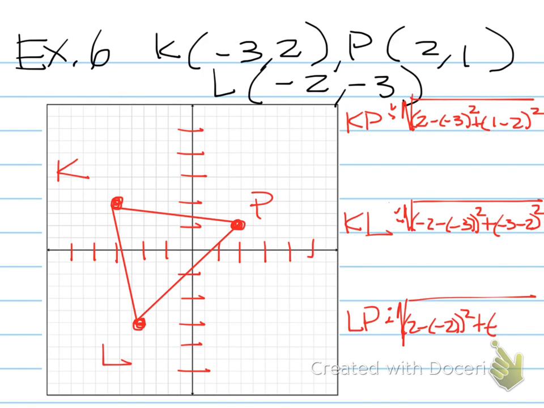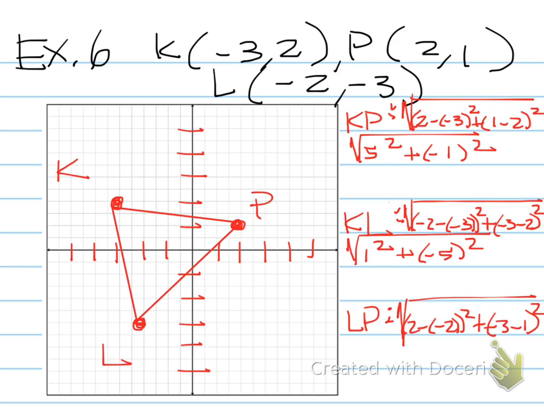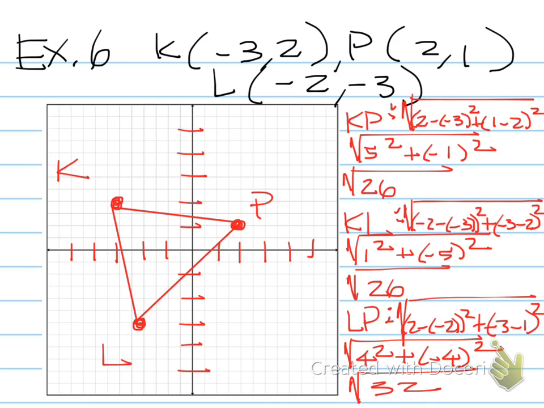Once we do all of the computation using the distance formula, we determine that the length of KP is going to be the square root of 26. KL would also be the square root of 26. And then LP would be the square root of 32. So since we have two congruent sides, we would classify the triangle as isosceles. And again, we are using the graph to determine that it's an acute triangle.